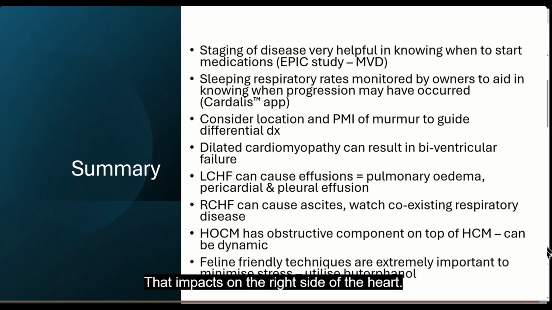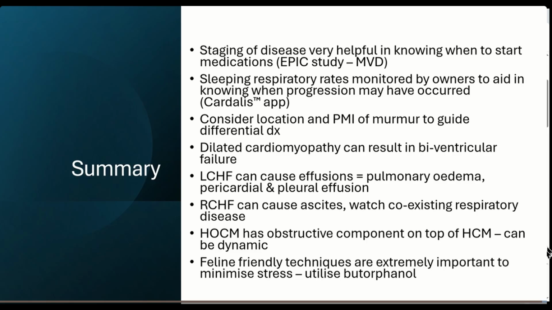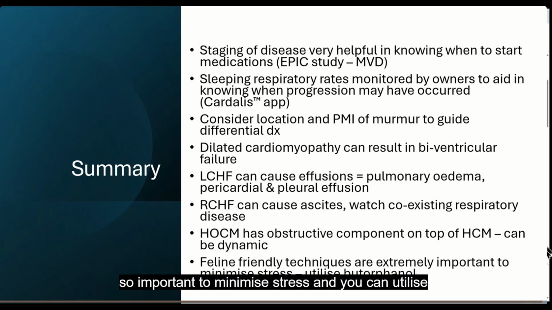Hypertrophic obstructive cardiomyopathy has that obstructive component on top of HCM, either by the septal bulge and/or SAM, the systolic anterior motion, but it can be dynamic obstruction, so only at those higher heart rates. And those feline-friendly techniques are so important to minimize stress, and you can utilize butorphanol or anxiolytics at home before they travel to help get rid of that stress and improve the ventilation for your feline patients.